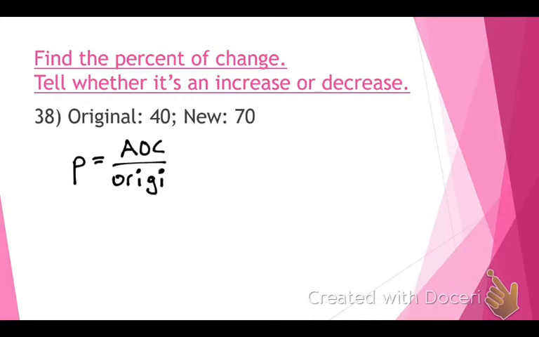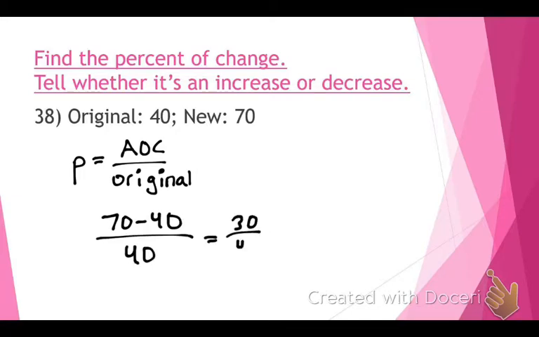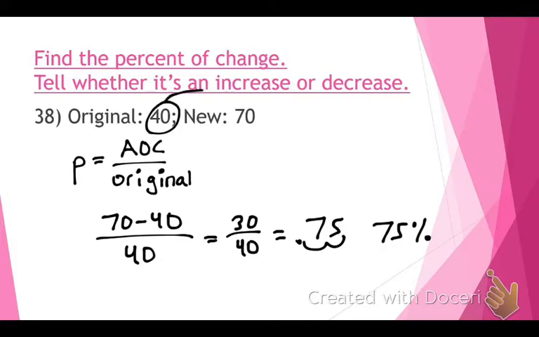How do you find the amount of change? You have to subtract the two of them, okay? So 70 minus 40 is how much it changed. And originally, there was 40, okay? So I've got 30 over 40, which as a decimal would be 0.75. And as a percent, it's... Now, if I had 40 and now I have 70, is that an increase or a decrease? Increase. It was a 75% increase.